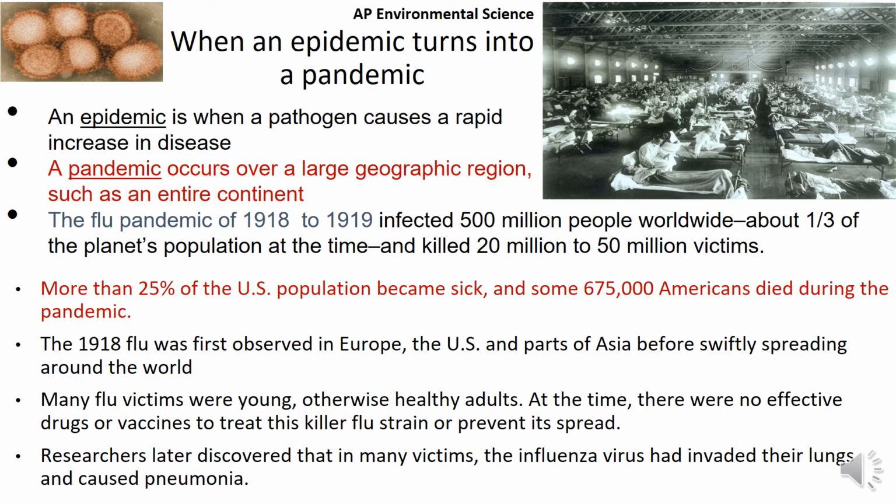Infectious diseases have killed large numbers of people. An epidemic is when a pathogen causes a rapid increase in disease. A pandemic occurs over a large geographic region, such as an entire continent. The Spanish flu pandemic of 1918 to 1919 infected 500 million people worldwide. That was about a third of the planet's population at the time, and killed 20 to 50 million victims.